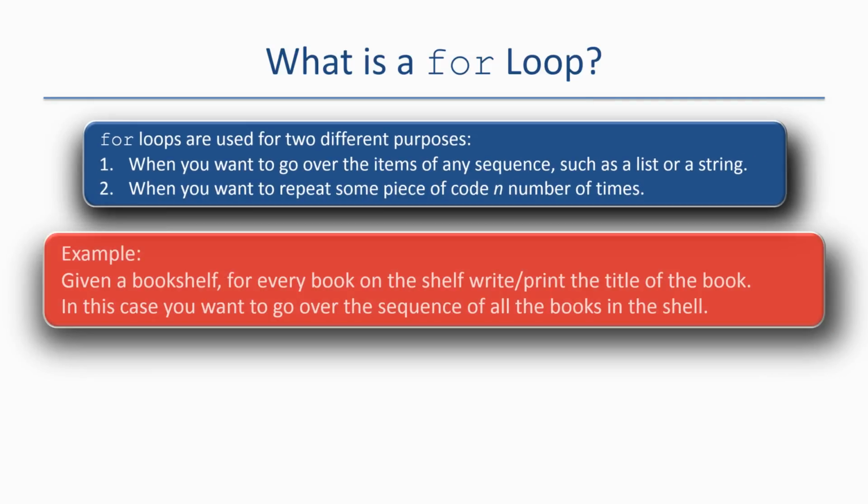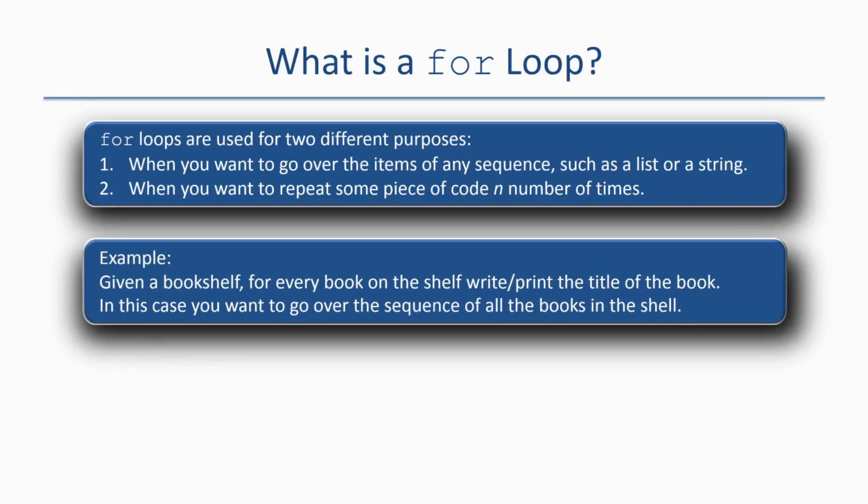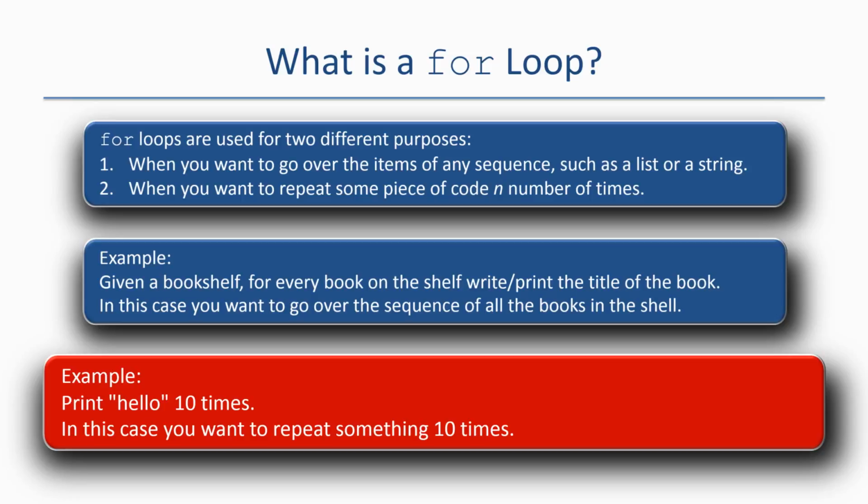Let me go over some examples. Imagine one bookshelf and your task is to look at each book one at a time and write the title of the book on a piece of paper. This is the case where you have to go over a sequence. You can think of the bookshelf as a list which contains a sequence of books, and you have to do something with each item in that list. The other use of the for loop is when you want to repeat something n number of times. For example, if you want to print hello 10 times.